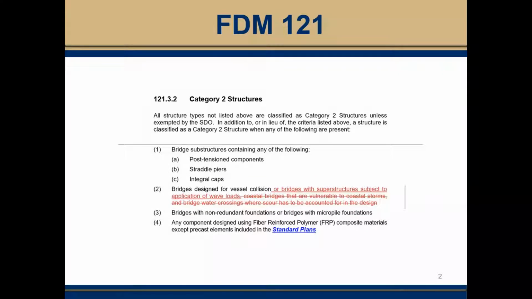To begin, we will start with modifications to Category 2 structure descriptions. FDM 121.3.2 is being modified to clarify bridges with superstructure subject to application of wave loading will be considered a Category 2 detail. You'll note the language regarding, quote, bridge water crossings where scour has to be accounted for in the design, end quote, has been removed as a sole consideration for Category 2 classification when you have an otherwise Category 1 structure.